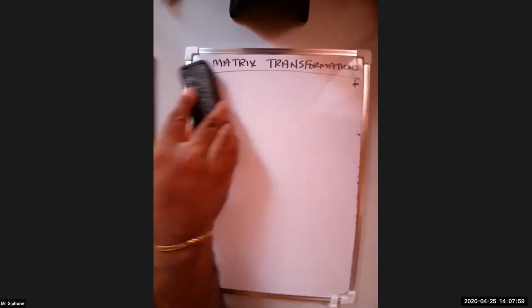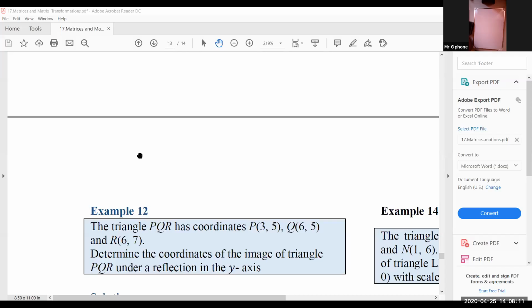So you all have to pay attention to the questions and see what they are asking you for. Let's take a look at one of the questions then. So here we are seeing that the triangle PQR has coordinates for P as (3, 5), for Q as (6, 5), and R as (6, 7). We are asked to determine the coordinates of the image of triangle PQR under a reflection in the y-axis. Okay, so everybody have an idea of the question, right?